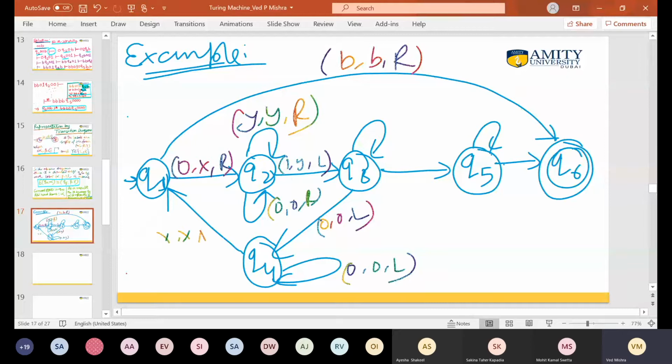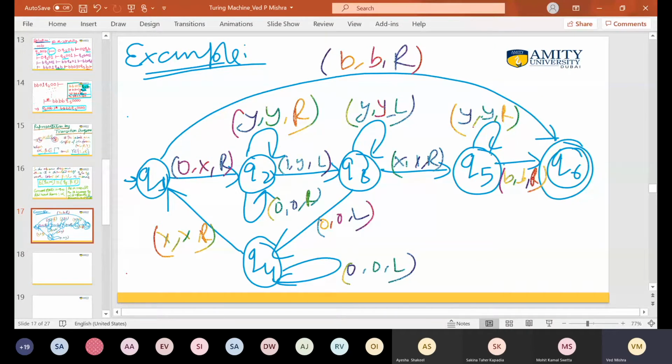This is X, X, R. This is Y, Y, R. Y, Y, L. This is X, X, R. Y, Y, R. This is B, B, R. Anything which is left here? I think we have given all the labels for the directed edges.